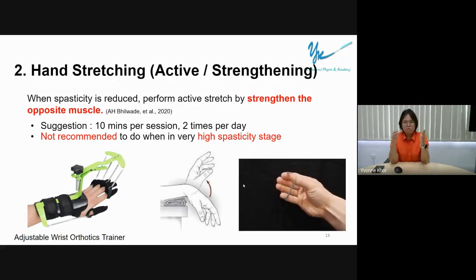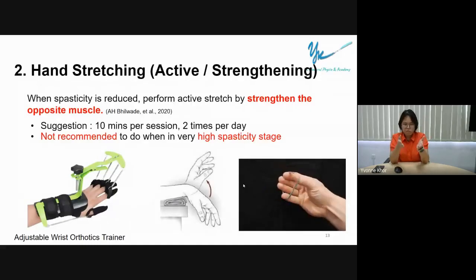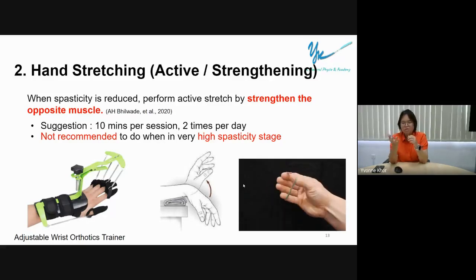For example, you can use different types of tools to help you with strengthening. The first photo is called the adjustable wrist orthotic trainer. Once your spasticity is reduced, you can use it to strengthen your muscle. Or you can put it on the table and actively move your wrist extension. Move your wrist up. It also can help you do the active stretch for the wrist and finger muscles. And third is strengthening with the TheraBand, or a rubber band also can.